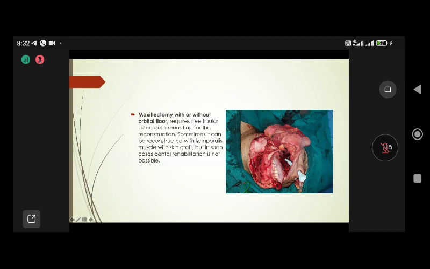Maxillectomy with or without orbital floor requires a free fibular osteocutaneous flap for the reconstruction. Sometimes it can be reconstructed with temporalis muscle with a skin graft, but in such cases, dental rehabilitation is not possible.